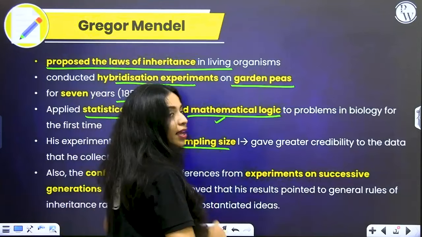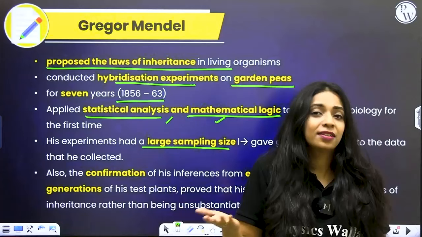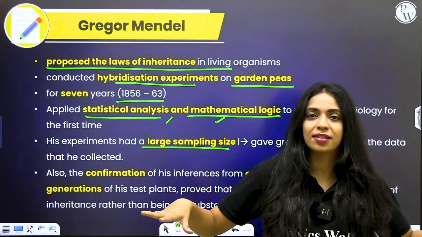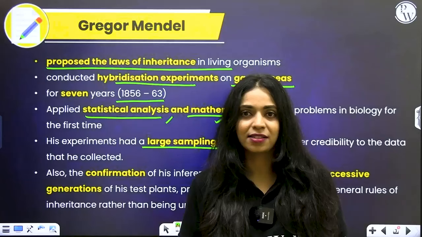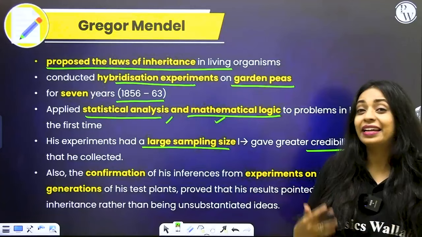Okay? And another thing about his experiments, why they are so credible, is because his sampling size was huge. He did not take two plants and perform an experiment and say, okay, this is the rule, everybody has to accept that this is how inheritance happens. His sampling size was in thousands. He had thousands of plants. He repeated those experiments for thousands of plants. He verified those results and then he gave his observations, which we now call the laws of genetics or laws of inheritance. Okay? Because he had a huge sampling size, his data got greater credibility.